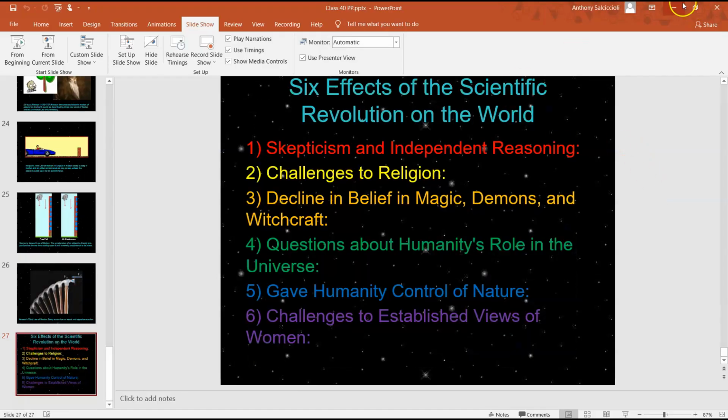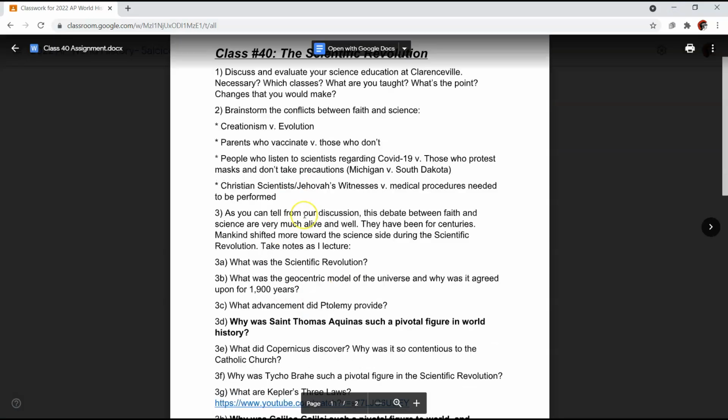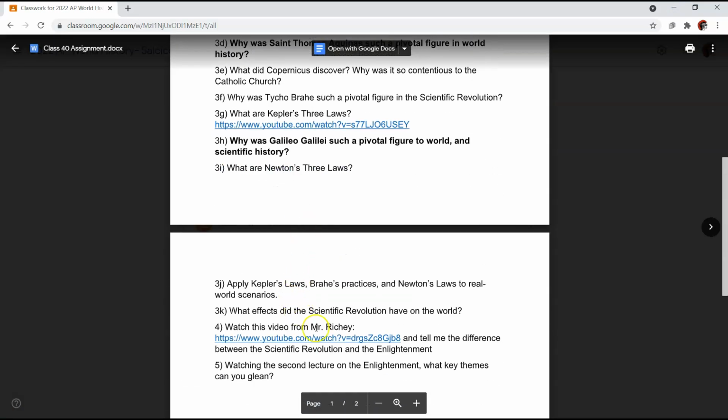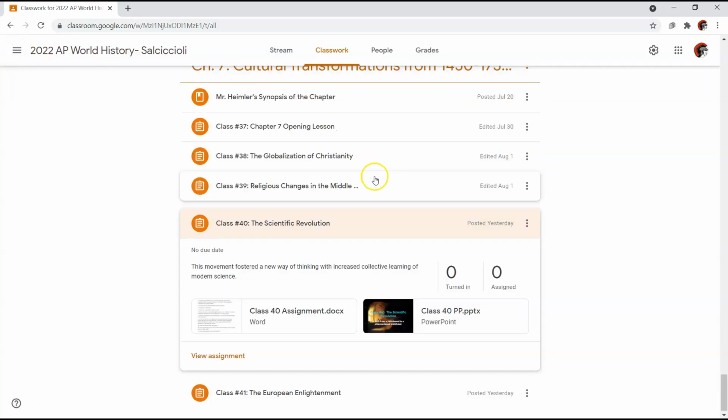So anyhow, if you were absent, you should be able to complete 1 through 3, and then 4 through 5 will be tomorrow's class. And hopefully you have the basics of the scientific revolution and it corresponds with that section in your book.